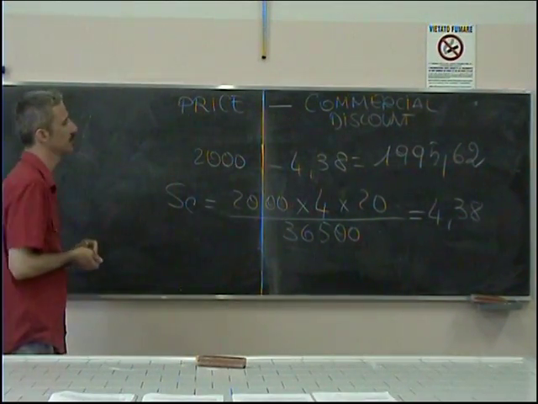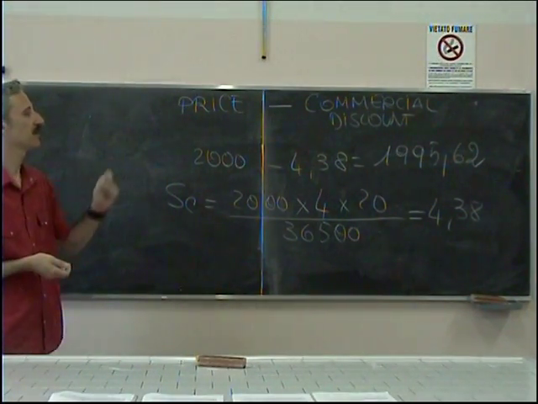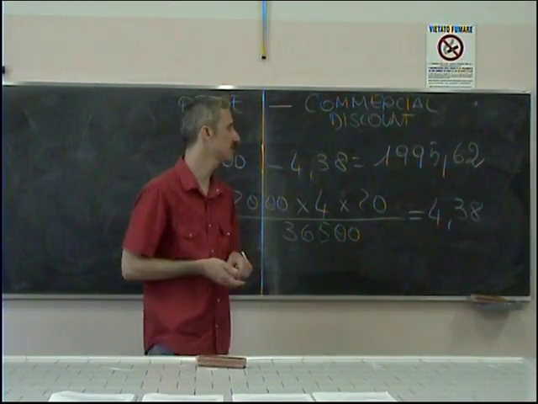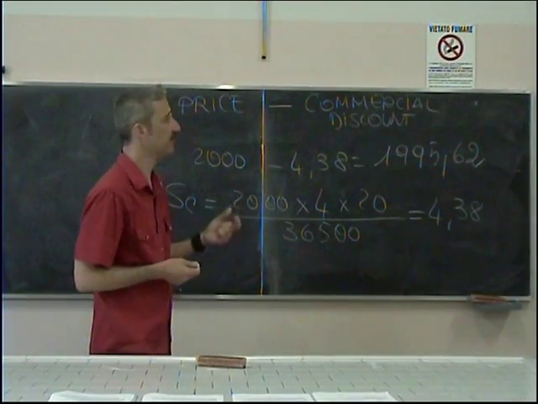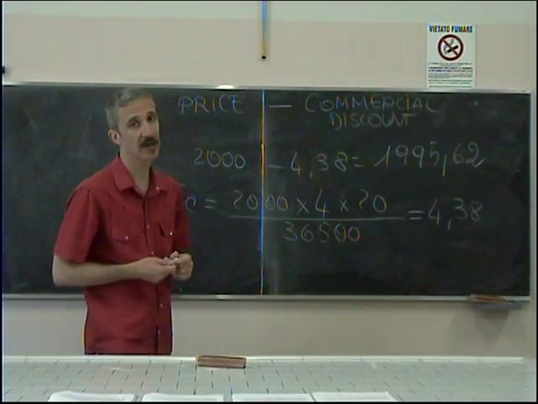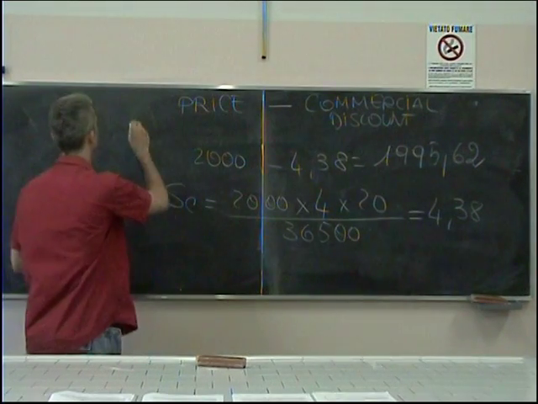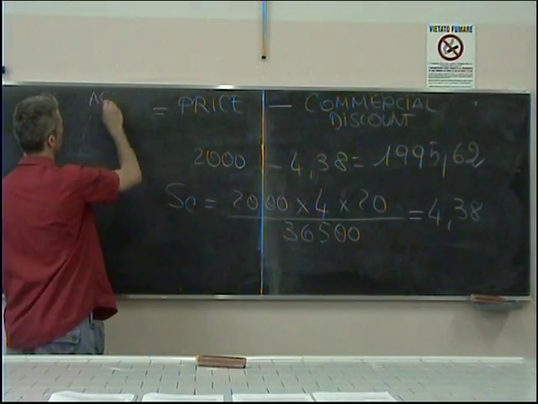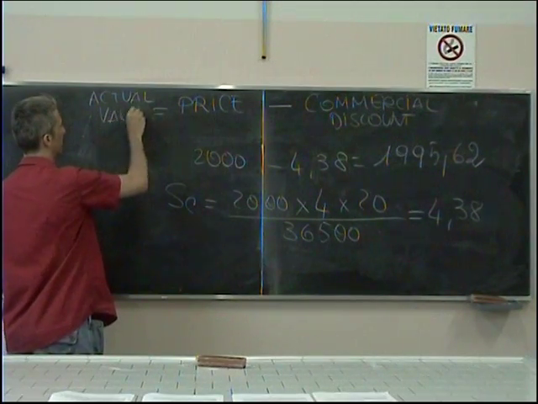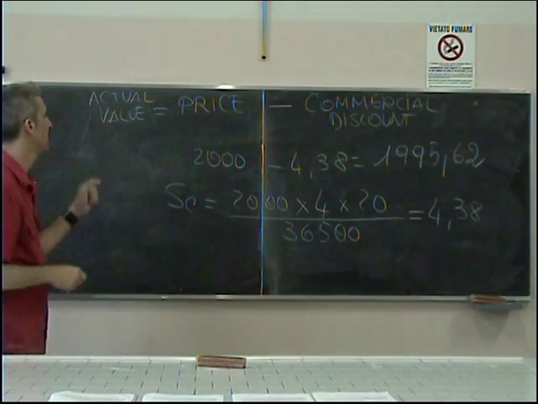this: 1,995 euros and 62 cents as a difference between price and commercial discount, and it's called actual value. The abbreviation is this.